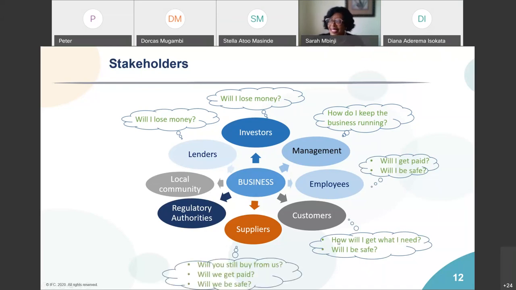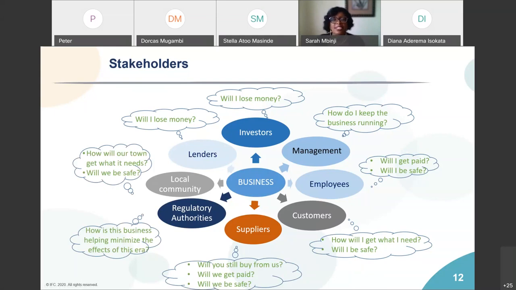You see, the reality is that because of the shift in the business environment, we are also shifting. We are also identifying different people to do business with and so on. So are you still going to continue to buy from us? Are we going to be paid? Are we going to be safe as we deliver these goods, as we exchange these goods and so on? So these questions, local community and so on, this is just the second tip that I'm giving you.